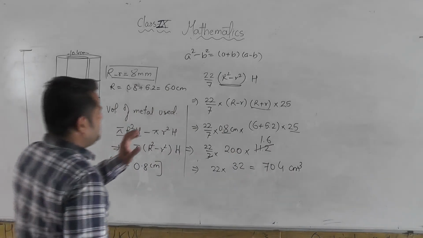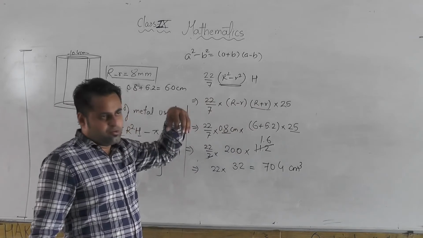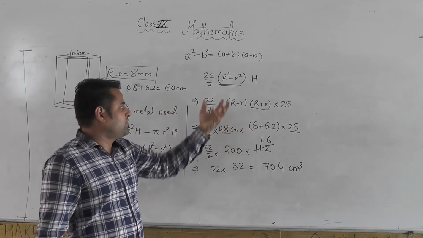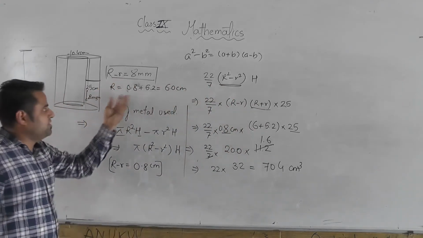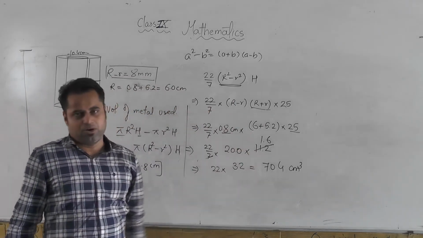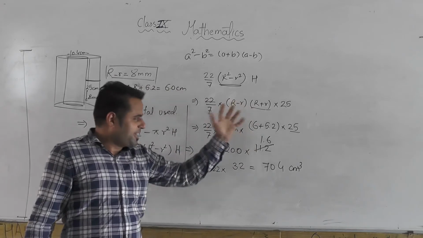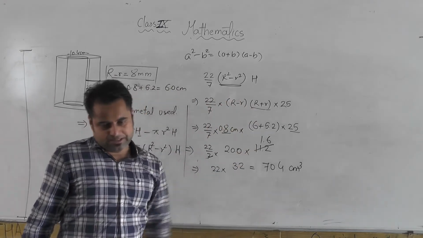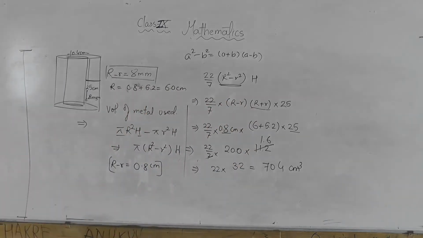What I did here was separate the values. You can do it differently. You can find the capital R value as well and put it here. You will get the same value. I just made it easier, that's why I did it like this. You can approach it differently.